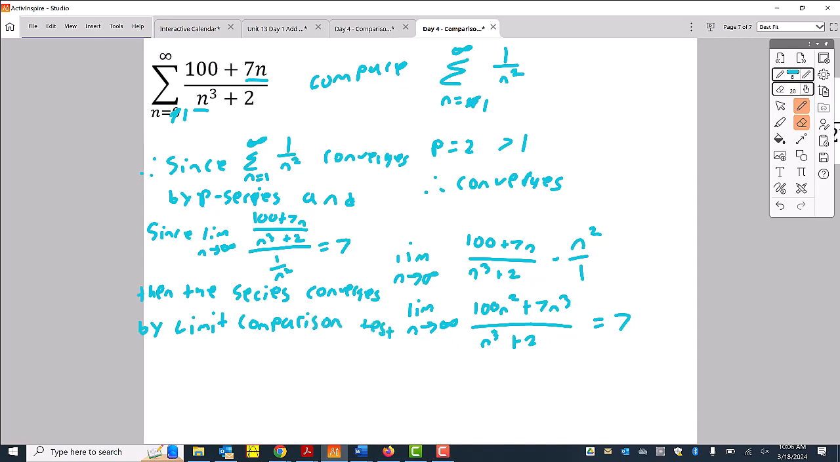And there we go. All right, so these are the comparison tests. Direct comparison test, you're showing that one is bigger than or smaller than the other. Limit comparison test, you're finding the limit when dividing them.